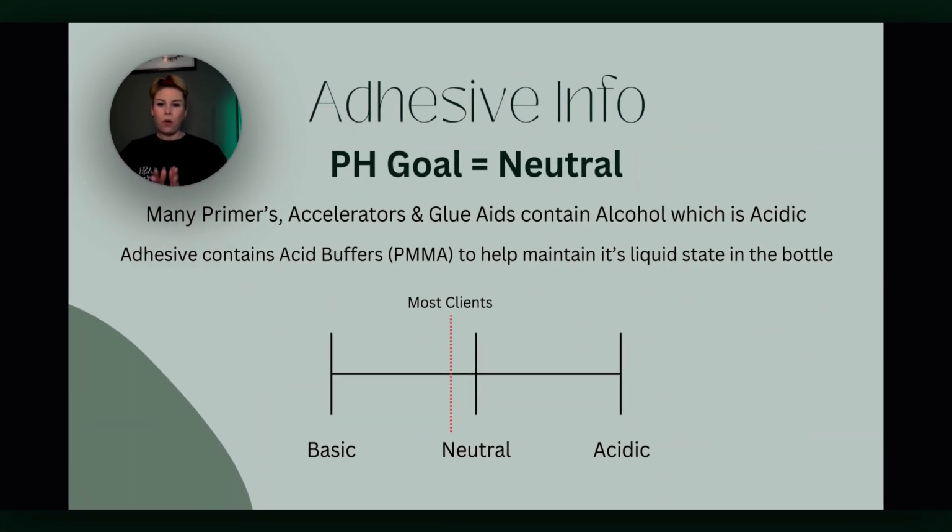So many primers, accelerators, glue aids, these contain alcohol. Alcohol is acidic. Okay, adhesive contains acid buffers, which are called PMMAs. And this is what helps maintain its liquid state in the bottle. So acid buffers, it's going to be highly acidic.